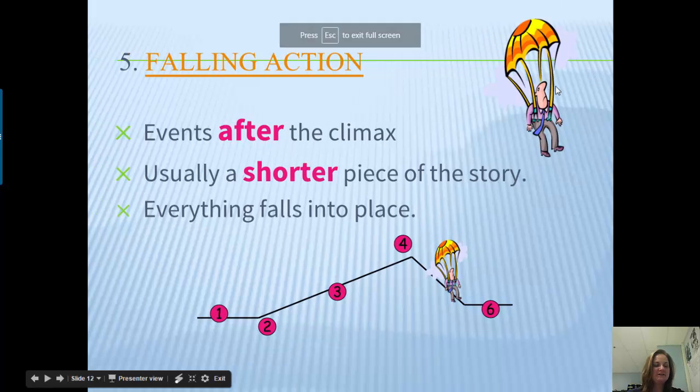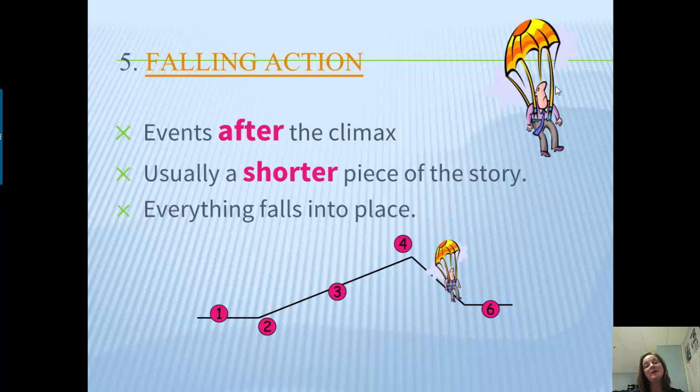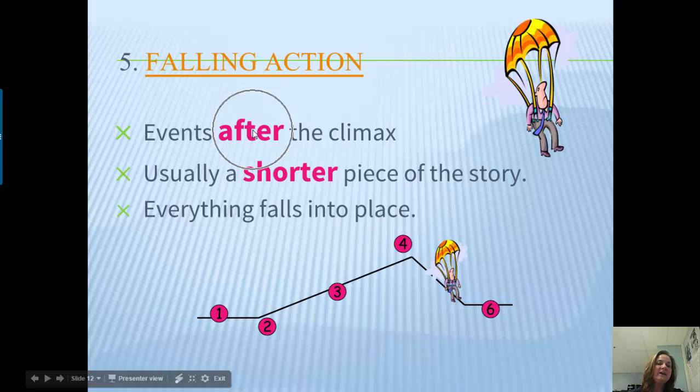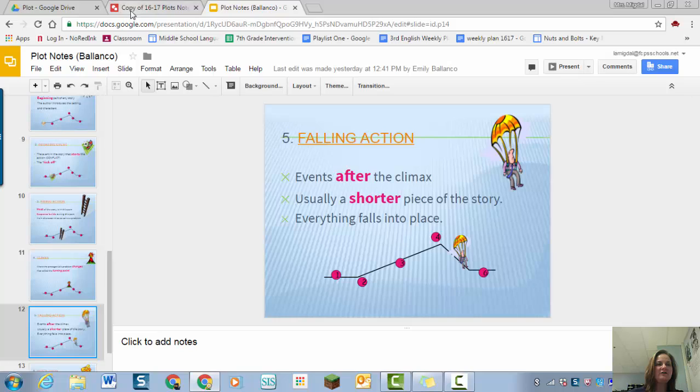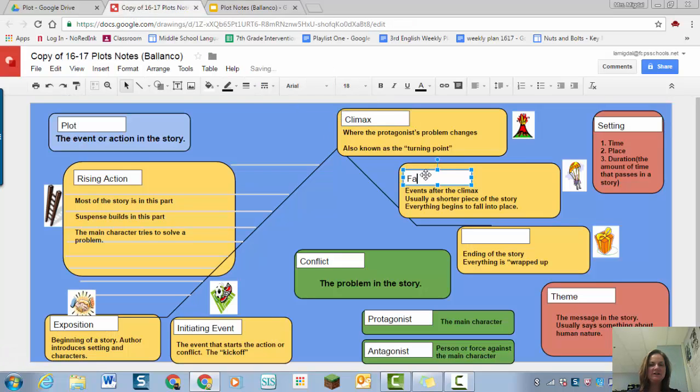Next is our falling action, and we use that parachute guy, that little guy in the parachute, and he's coming down, down, down. So these are the events after the climax. This is usually a shorter piece of the story. Again, remember, along this line, this is a really long part because most of the story takes place here. This falling action is a really short piece. Sometimes in a story, there's just 1 or 2 events, okay? Everything is starting to fall into place, so that's what that parachute guy is doing. He's coming down from this change down toward the end of the story, okay? So put that on your diagram. We've got falling action here.